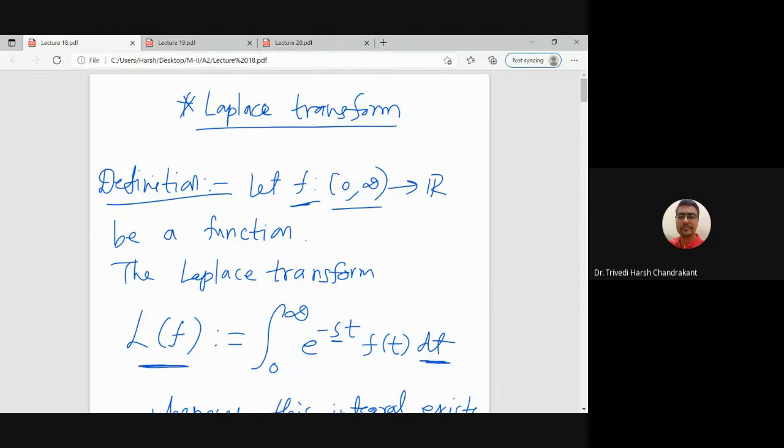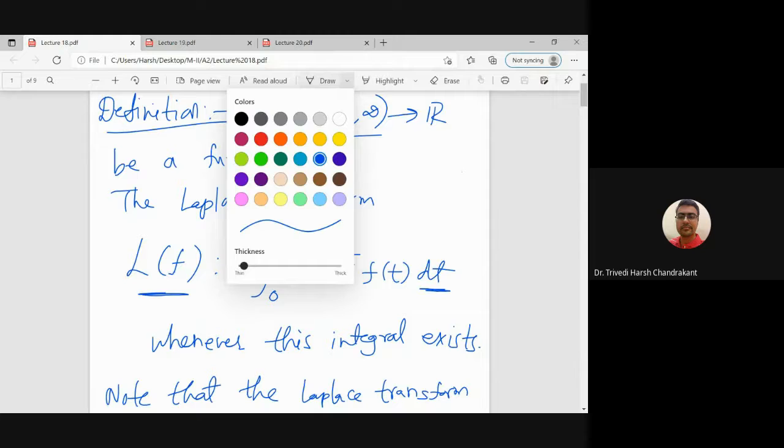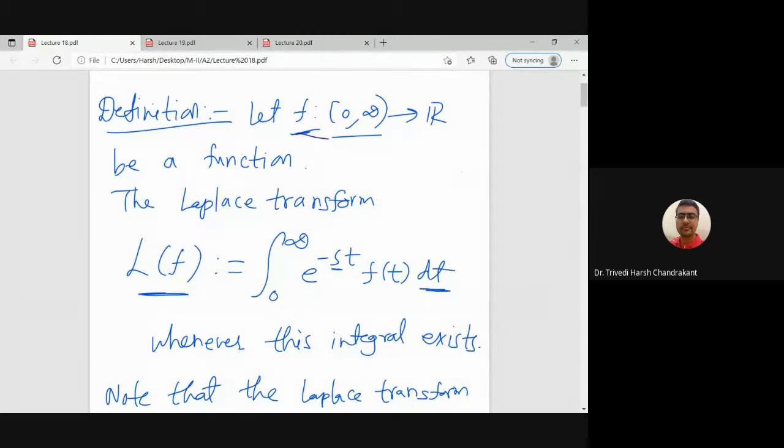So in the previous lecture, we started the topic Laplace transform. We usually find the Laplace transform for functions which are defined on the positive real axis. That means the function is defined for non-negative values of x, so it is defined on 0 to infinity.